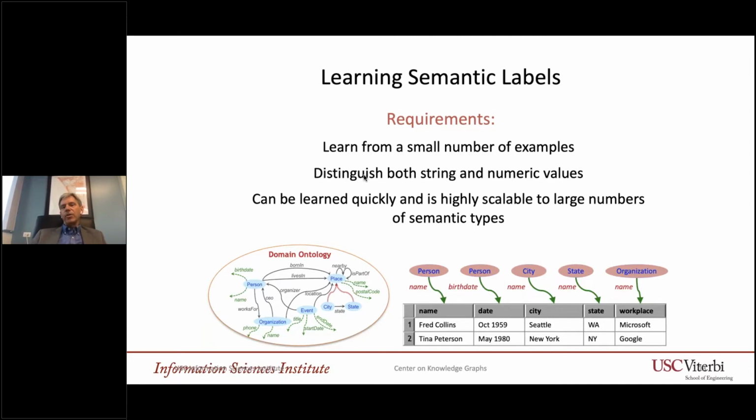And it needs to be highly scalable to large numbers of semantic types or semantic labels, because that's what happens in practice. We've seen sources that could have 1,000 semantic types, and so it needs to be highly scalable.